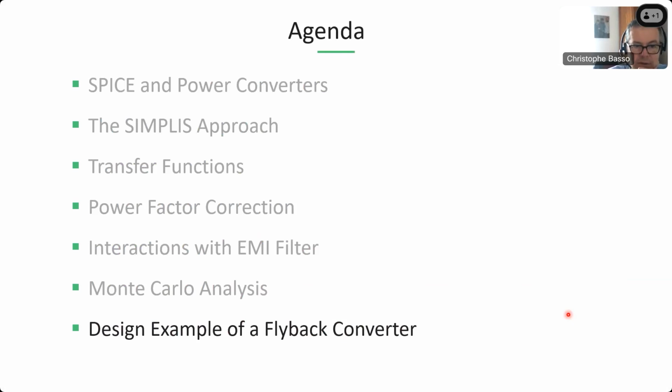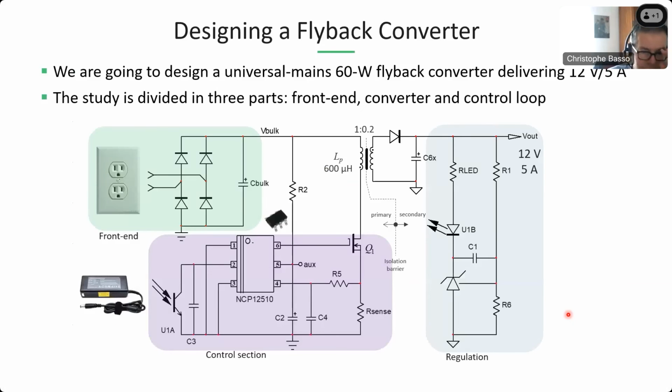Let's have a very quick look now, as we are approaching the end of this seminar, at how to apply that to a flyback converter. So here I'm using a circuit, the NCP12510, which is a small TSOP-6 PWM type of controller for AC-DC notebook adapters. It's a 12 volt, 5 amp power supply. So I have the front end section, the flyback converter itself, and then the isolated control loop, which is performing the regulation for the selected 12 volt level.